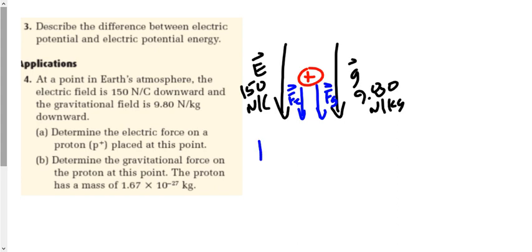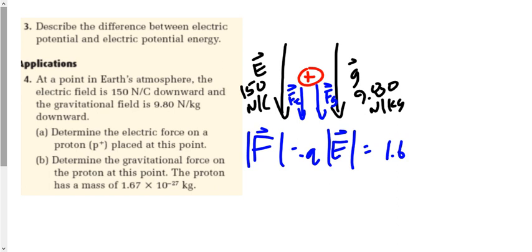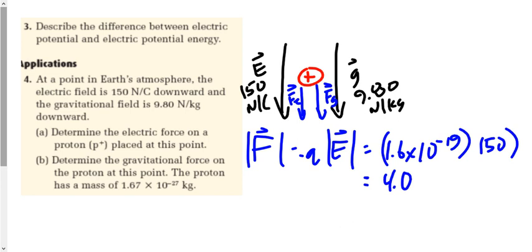A is the electric force. We have a charge in that electric field. And we're going to use the equation E is equal to F over Q to solve for that. Just rearrange to solve for F. I get Q times E. Q is 1.6 times 10 to the minus 19, and the electric field strength is 150. I think when I do the math there, it works out to be 4.0 times 10 to the minus 17. Is that right? Somebody double check that. No, that's not going to be it. 2.4 times 10 to the negative 17.